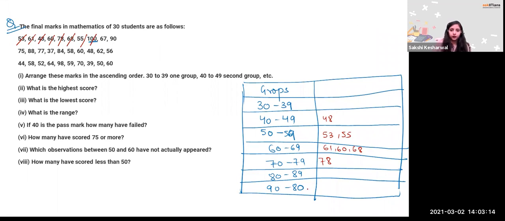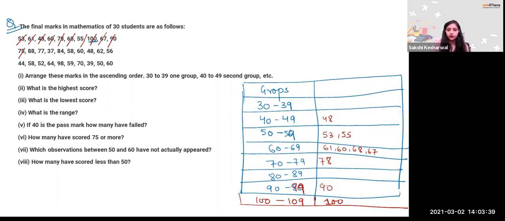So 100 is over here. It's 92, 100. It will be 99. This is the way we will be going. And this is going to be 100 to 109. So 100 will be over here. We will make one more group. Now 67 is again over here. Then you have 90, so 90 over here.